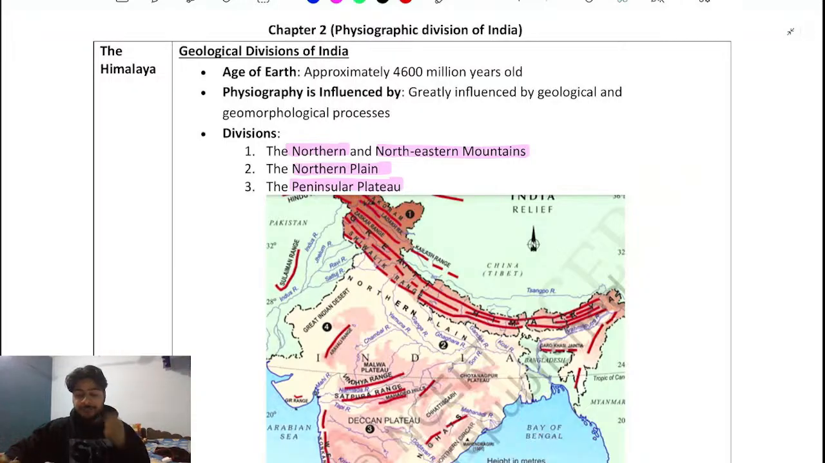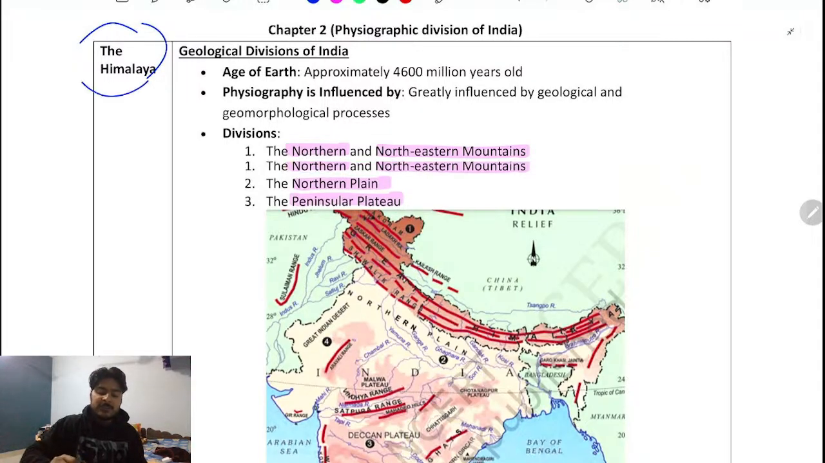Now, the next thing is the overall physiological division of India, that is, how India has been divided on the basis of its physiology. So first we'll talk about the Himalaya.